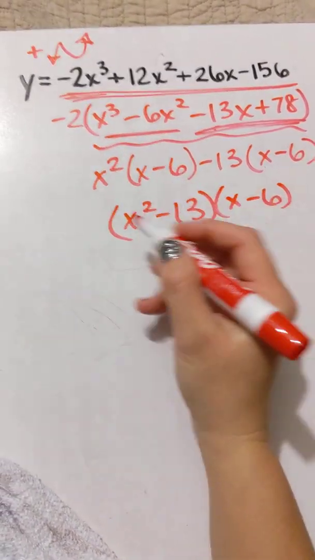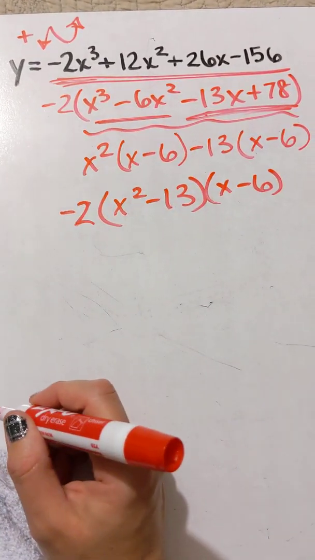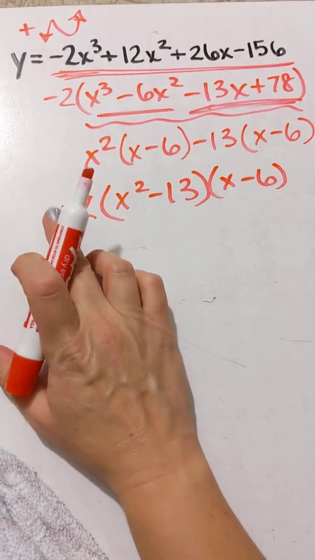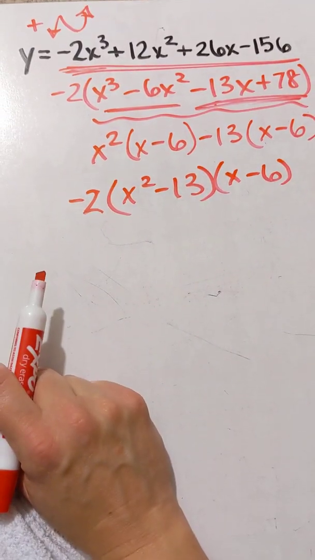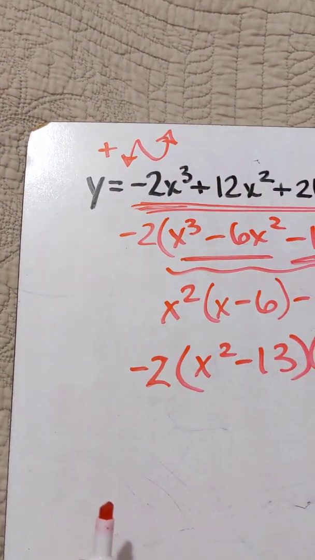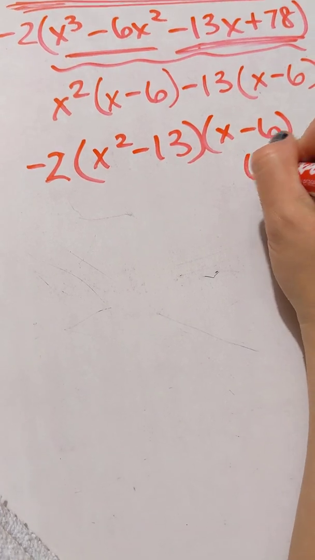And this -2 that we took out at the very beginning, it's still here. It's part of our factored form. And it's not going to change our answers. It's just going to remind us that the graph has to be negative. We have to graph it upside down. All right, so the upside down version of that. All right, so x minus 6, you probably have already decided that answer.